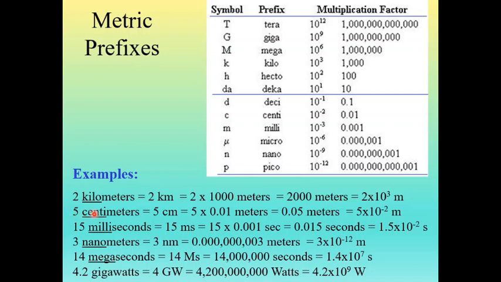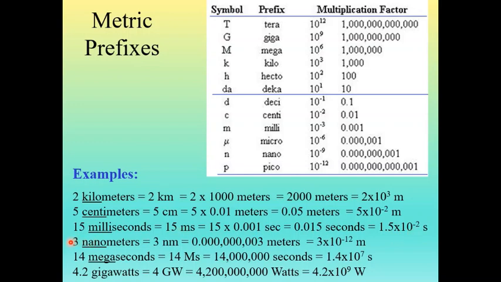5 centimeters, or 5 cm. Well, a centimeter is 1/100th of a meter, so it's 5 times 0.01 meters, or 0.05 meters, which is 5 times 10 to the minus 2 meters. 15 milliseconds, or 15 ms. Well, remember, milli, if we look up here in the table, is 10 to the minus third, or 1,000th, 0.001, which I wrote here. So this is 0.015 seconds, or in scientific notation, 1.5 times 10 to the minus 2 seconds.